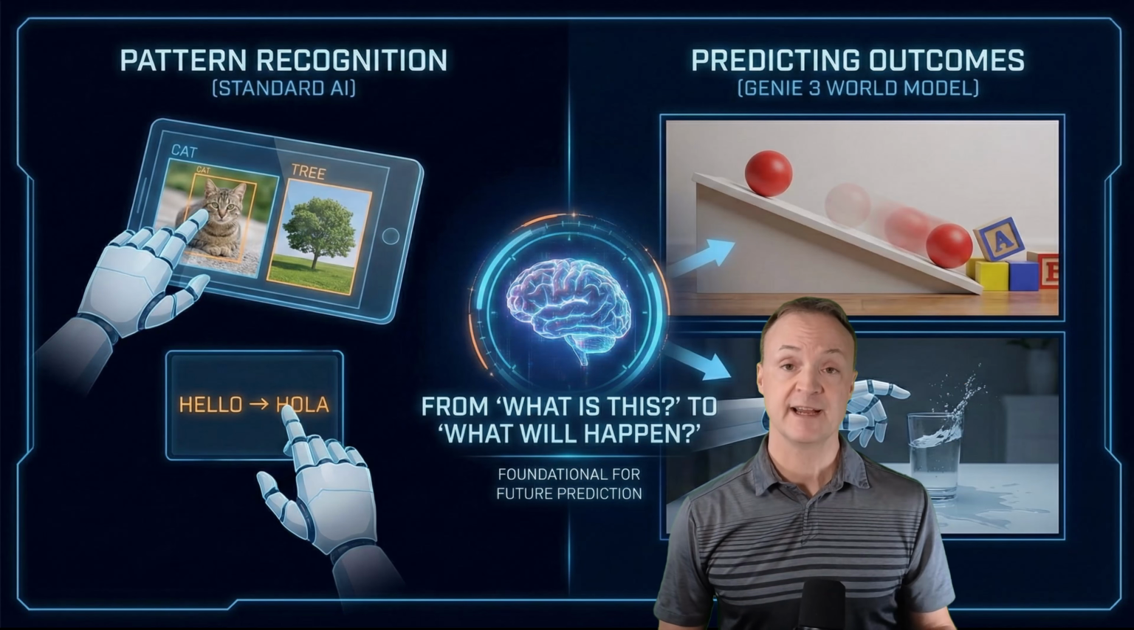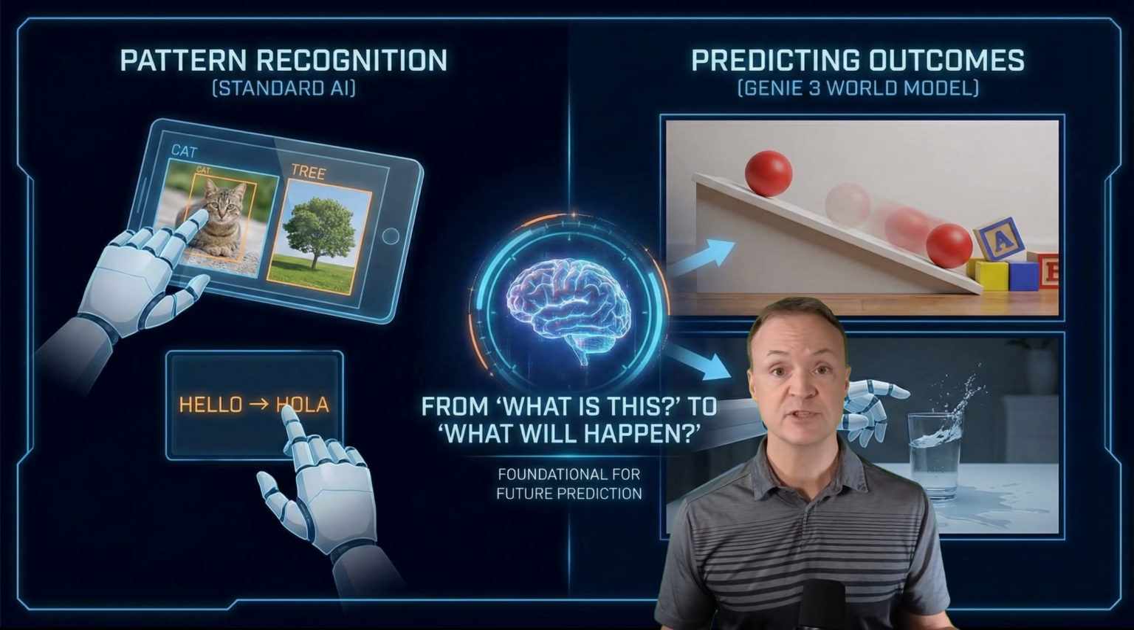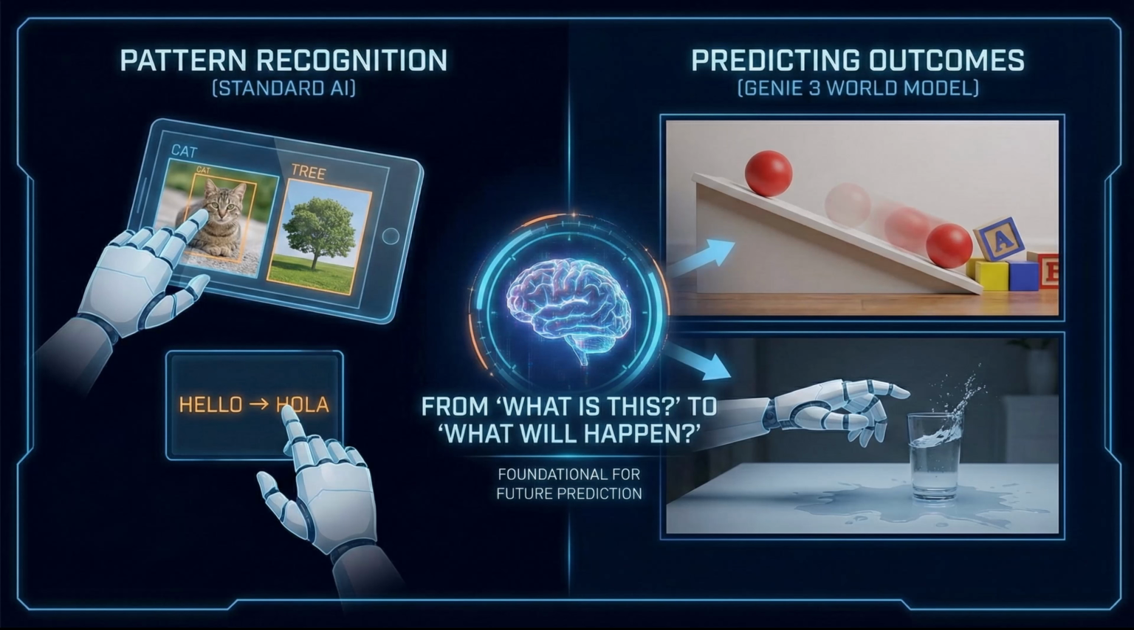Many powerful AIs today are brilliant at pattern recognition. They can identify objects and images or translate languages. But world models like Genie 3 move beyond just recognition patterns to actually predicting outcomes. It's a huge leap from "what is this" to "what will happen if I do this."